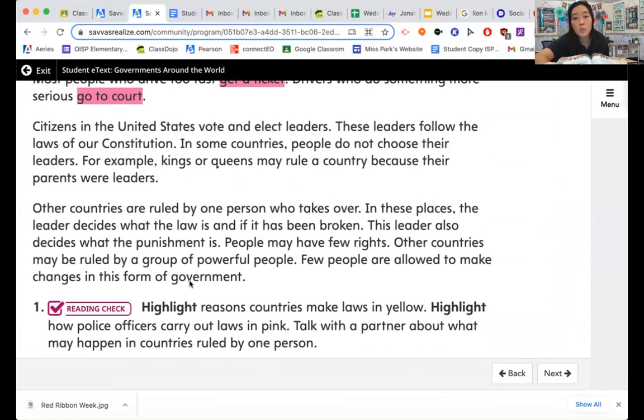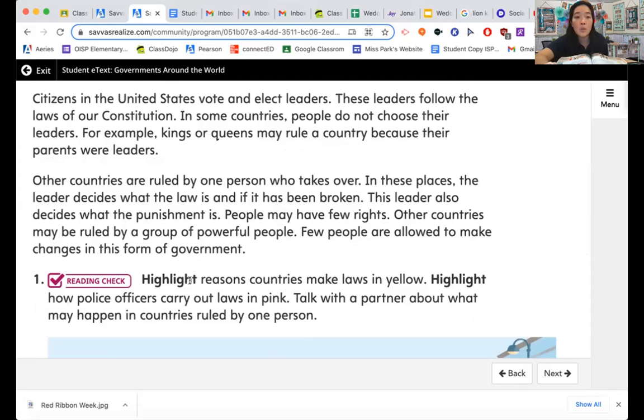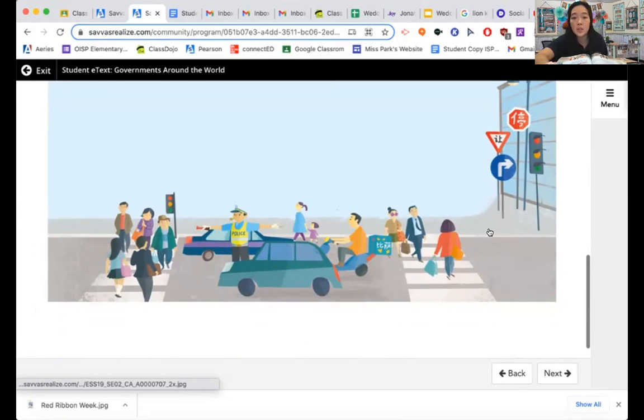Other countries are ruled by one person who takes over. In these places, the leaders decide what the law is and if it has been broken. This leader also decides what the punishment is. People may have few rights. Other countries may be ruled by a group of powerful people. Few people are allowed to make changes in this form of government.